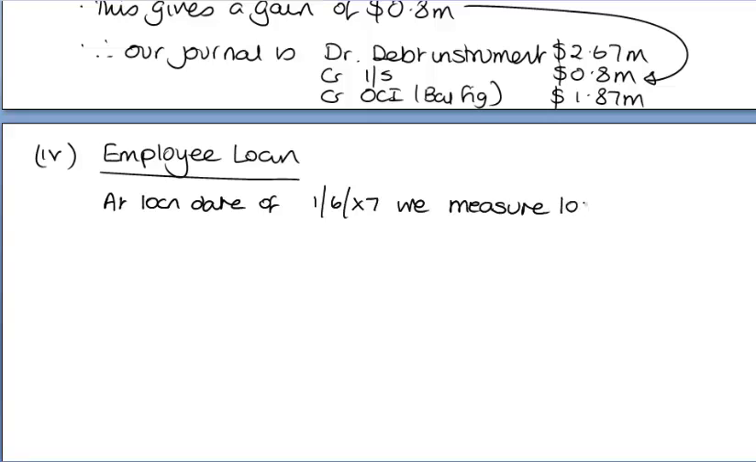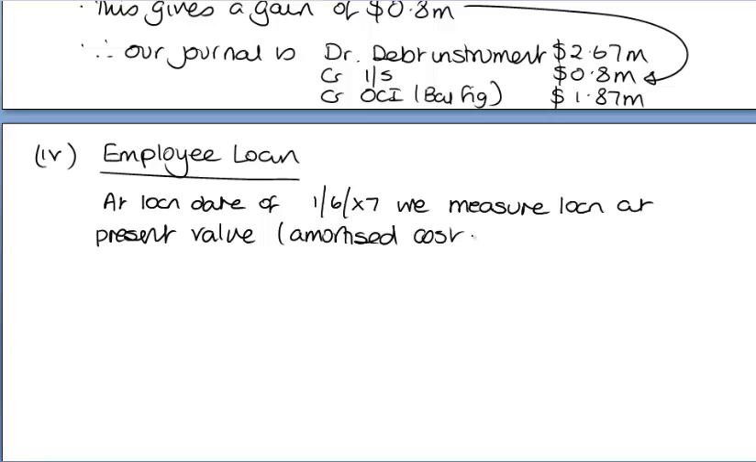we measure the loan at the present value. Why? Because we're using the amortized cost model. Why are we using the amortized cost model? Because under IFRS 9, the business model is to collect the cash, and we have contractual cash flows. We've got a specified amount on a specified date. So this is the amortized cost model.